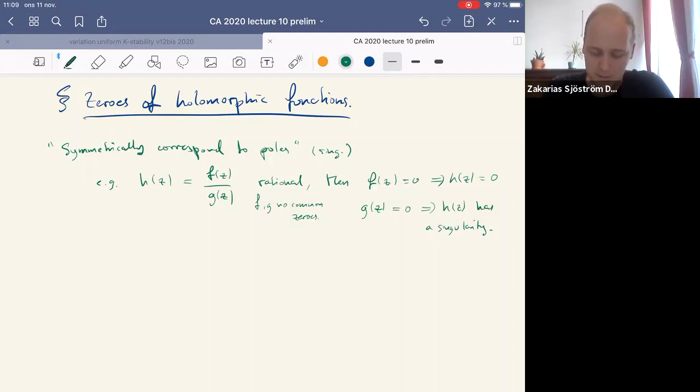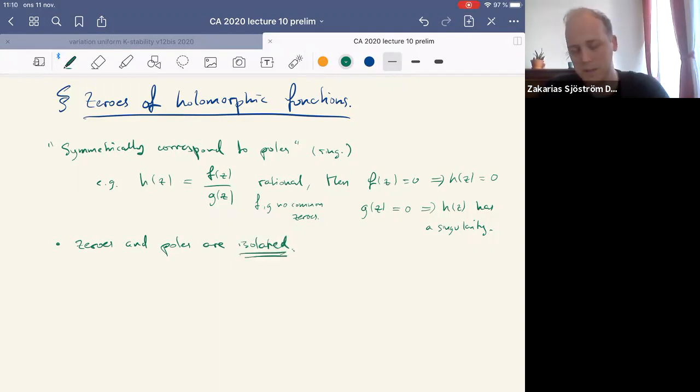Why am I saying this? What we will be showing now is that the set of zeros of holomorphic functions is discrete, so zeros are isolated. Since they correspond to poles in this way, a zero of f is a pole of 1 over f, and so on. This will mean that, in particular, both zeros and poles of holomorphic functions will be isolated.